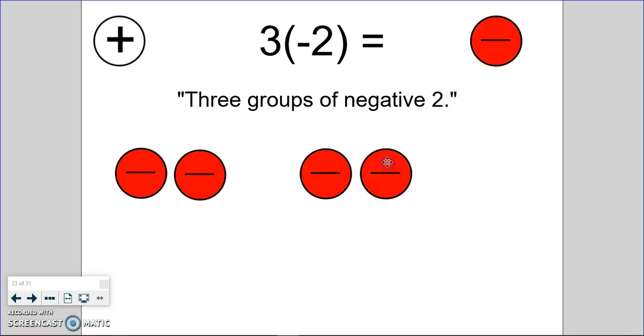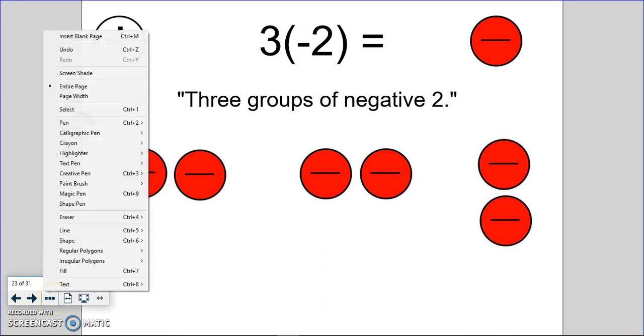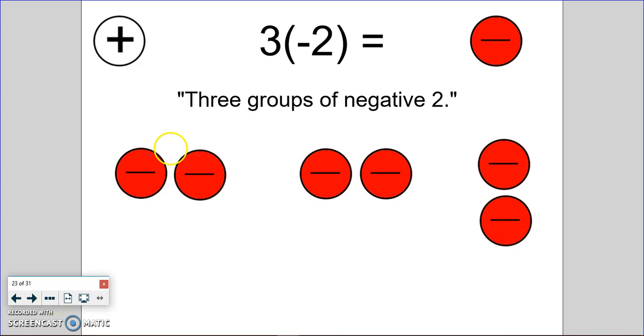And it doesn't matter how you line them up. If you want to have some of them going vertically, some going horizontally, it doesn't matter. You just have 3 groups of -2. And then you would count them up, and I would have a total of 6 circles, but they all have negative signs in them, so that would represent -6. So you would write that in as well for your answer.